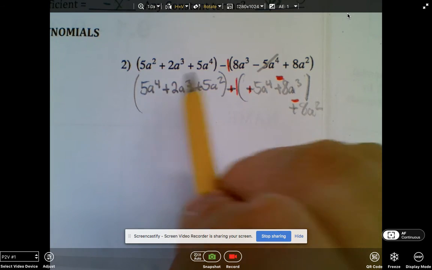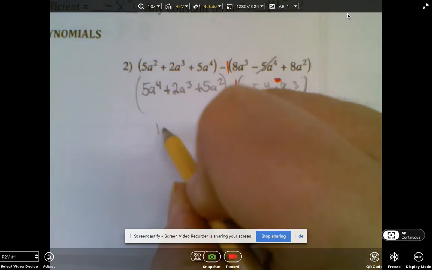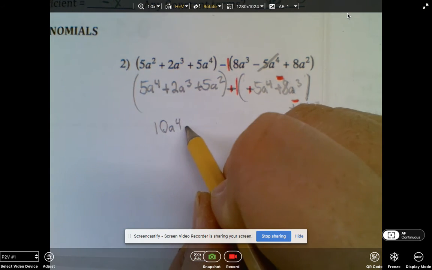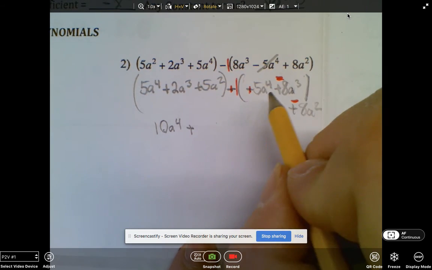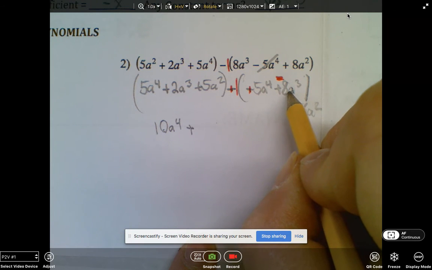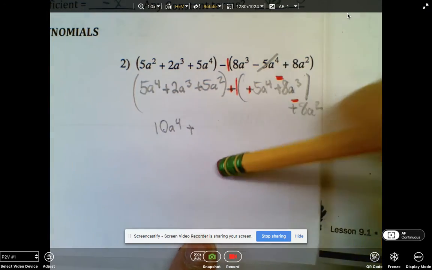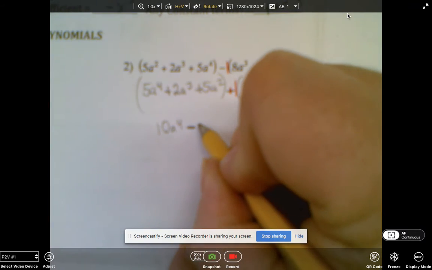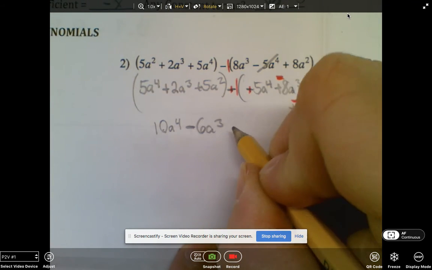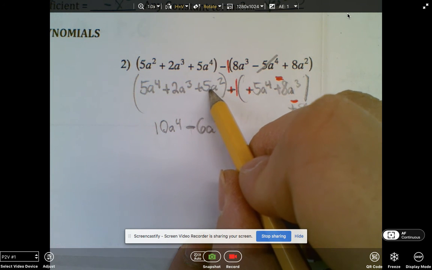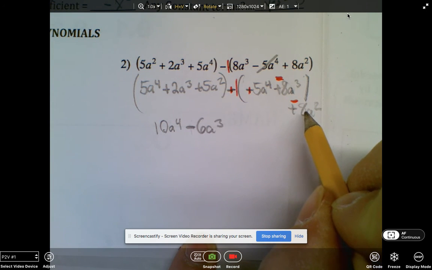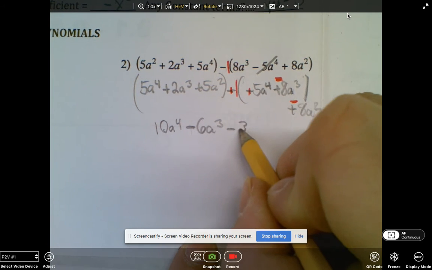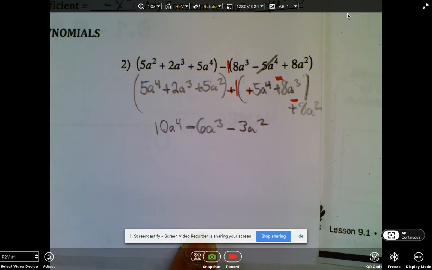Okay, so now I can combine my like terms, my like degrees. So 5a to the fourth, 5a to the fourth, 10a to the fourth. Degree 3, I got plus 2a to the third and a negative 5a to the third. That's actually, I'm going to change that to a minus 6a to the third. And then I got 5a to the second and negative 8a to the second. So that's going to be minus 3a to the second.